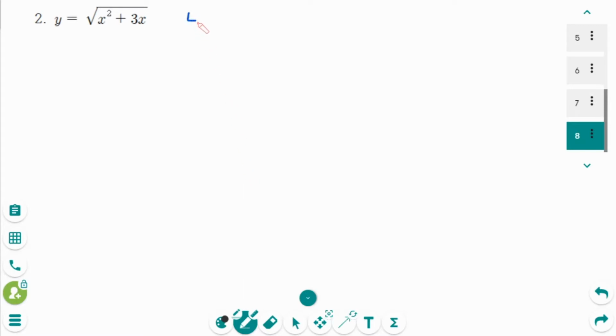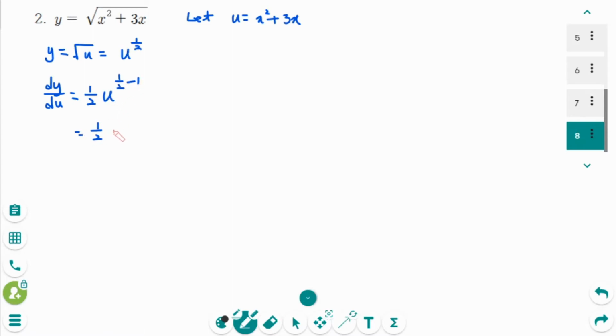This is the next question. Let u equals x squared plus 3x. So we can rewrite as y equals square root of u, which is u to the power of 1/2. Then dy/du equals 1/2 u to the power of 1/2 minus 1, 1/2 u to the power of minus 1/2. We can rewrite as 1 over 2 square root of u. And then u equals x squared plus 3x. So du/dx equals 2x plus 3.